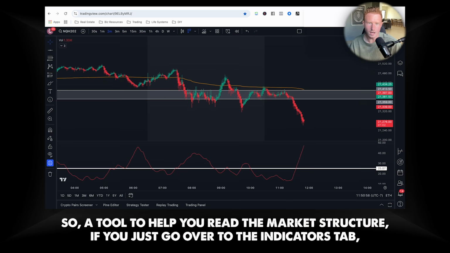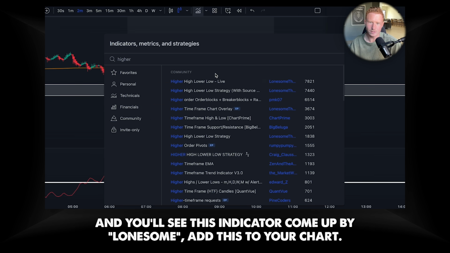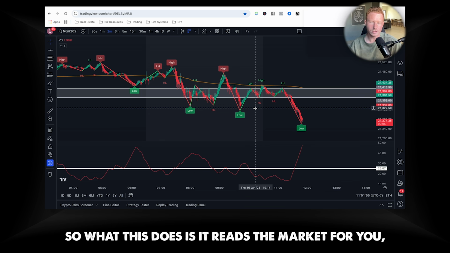So a tool to help you read the market structure, if you just go over to the indicators tab, all you have to do is type in higher, and you'll see this indicator come up by Lonesome. Add this to your chart. So what this does is it reads the market for you.